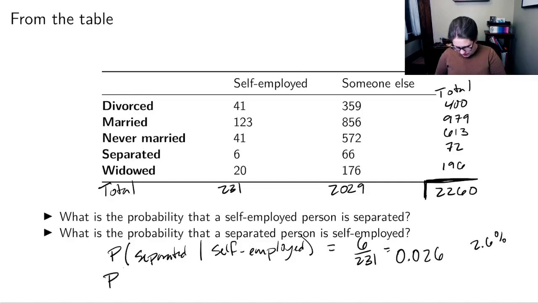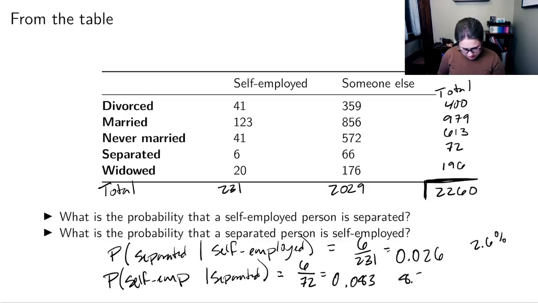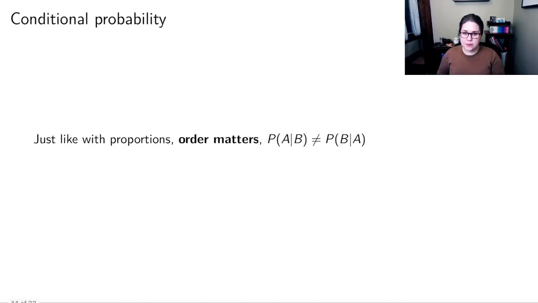And then we could do a similar thing. What is the probability that a separated person, so that's what we already know, that they are separated, is self-employed? So given we know that they are separated, what's the probability that they are self-employed? For that one, we're just going to think about the row for separated. So we're not going to be thinking about anything else. And that means we're going to get to use this total as the denominator of our fraction. So it's going to be out of 72. But the top of the fraction is going to be the same. So it's going to be that 6. 6 out of 72. And that should be about 0.083 or 8.3%.